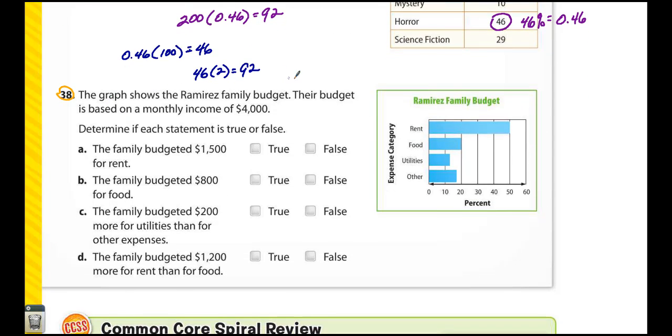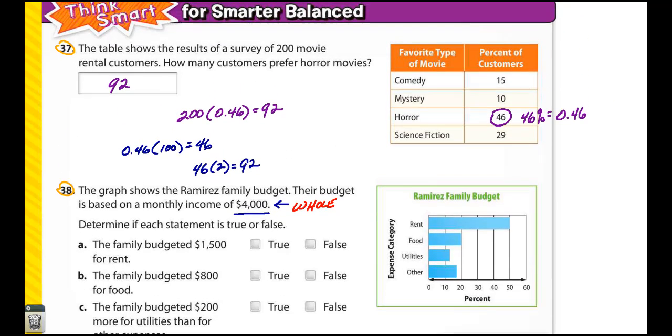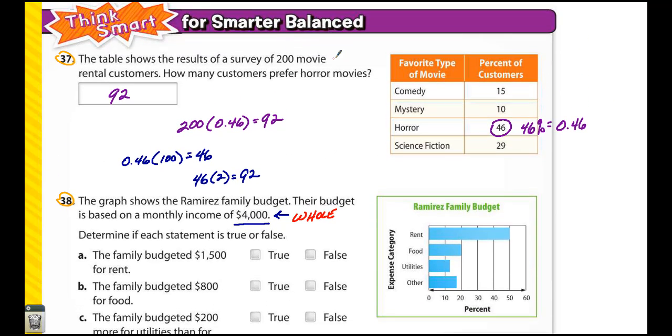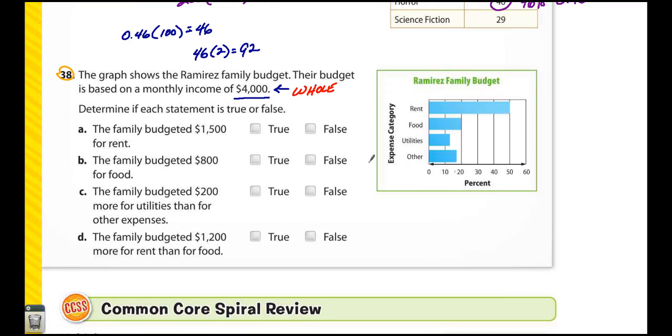The graph shows the Ramirez family budget. Your budget's based on a monthly income of $4,000. Would you write down that that $4,000 represents the whole for each of these problems? That is the whole. I'm going to go back up for just a minute, and I'd like you to identify this 200 movies right here. That's the whole. Whenever you're doing percentage problems, it's important to know what the whole is. All right. So to the Ramirez family.